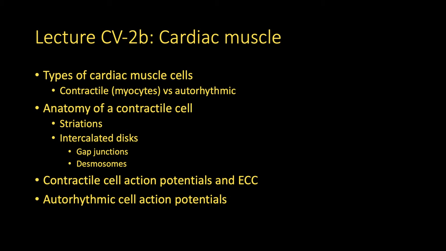This is part B of lecture CV2. In this part, we'll be talking about contractile versus autorhythmic cardiac muscle cells. We'll look at the anatomy of a contractile muscle cell, how its action potential and excitation-contraction coupling work, and then we'll look at how autorhythmic cell action potentials work and how they are influenced by the autonomic nervous system.